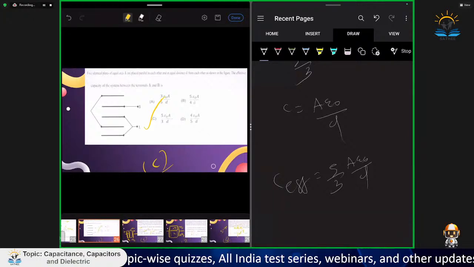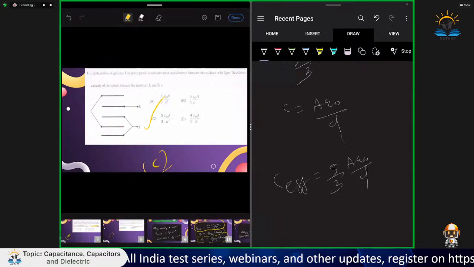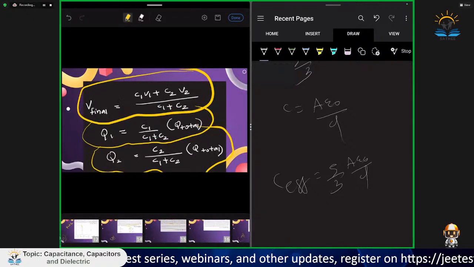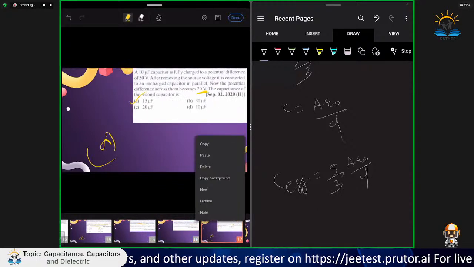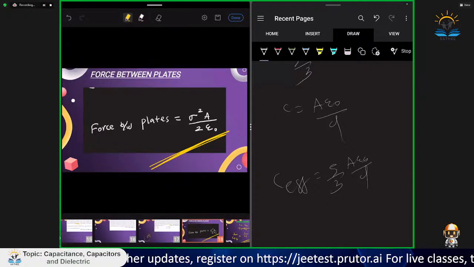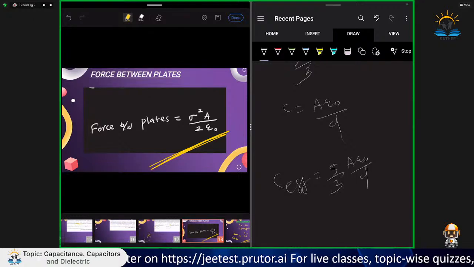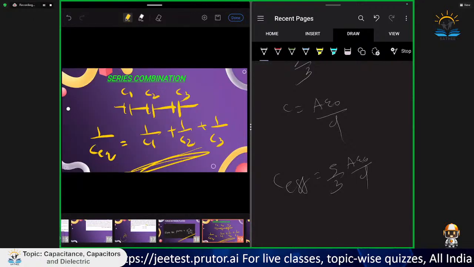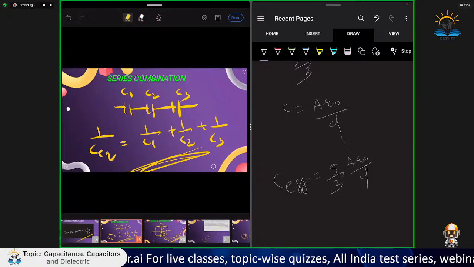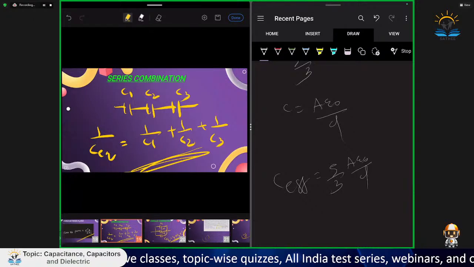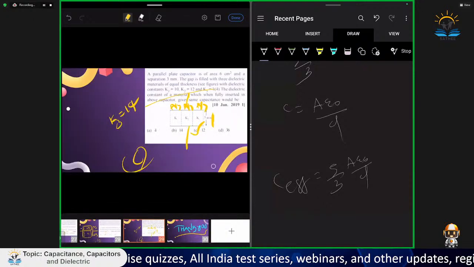So I think I have covered almost everything. Force between plates is equal to sigma square into A upon 2 epsilon. Series combination: 1 by C equivalent is equal to 1 by C1 plus 1 by C2 plus 1 by C3. So yes, covered everything.